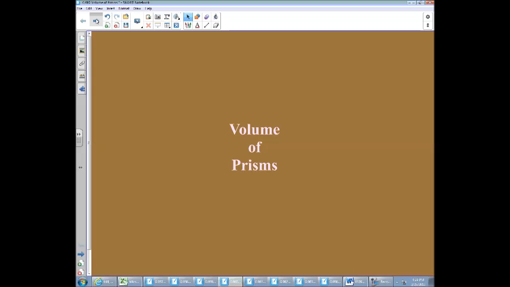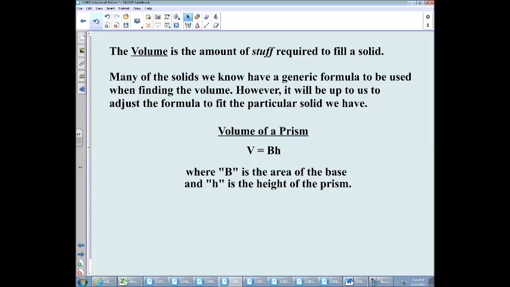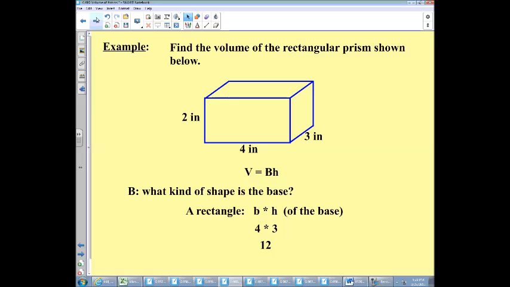Okay, volume of prisms. A straightforward formula on the formula chart for you. The formula is volume equals big B, little h. Big B being the area of the base, little h being the height of the prism. Okay, and once again, it's just walking through the figures, looking at the variables and going, okay, big B, did they give us the area of the base? Probably not. They're going to make us calculate it.